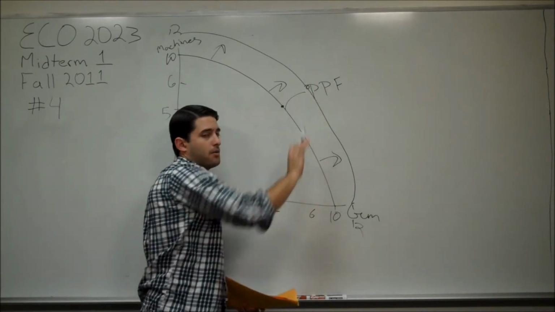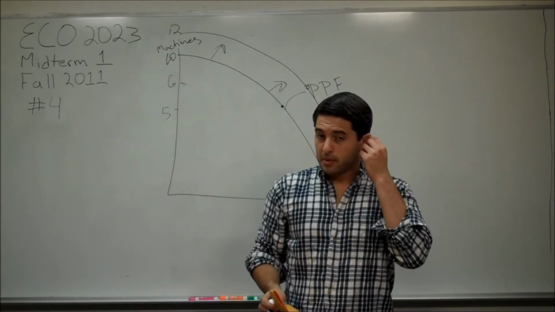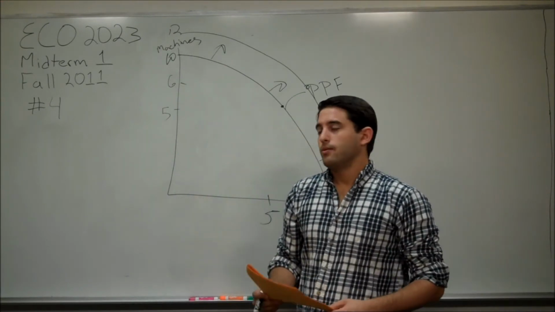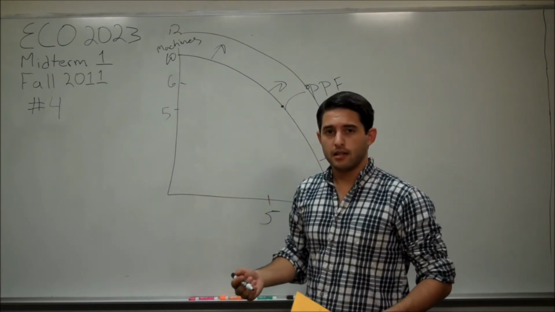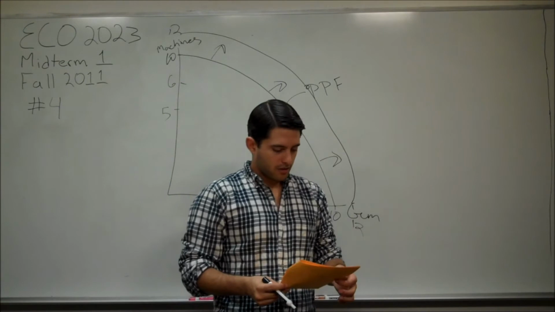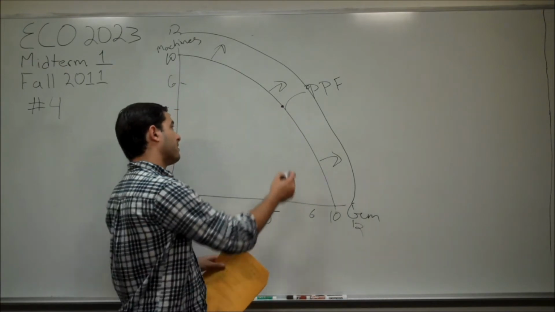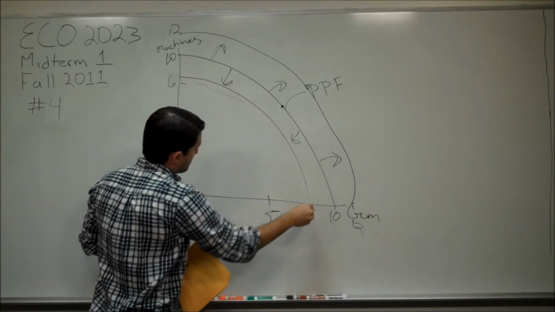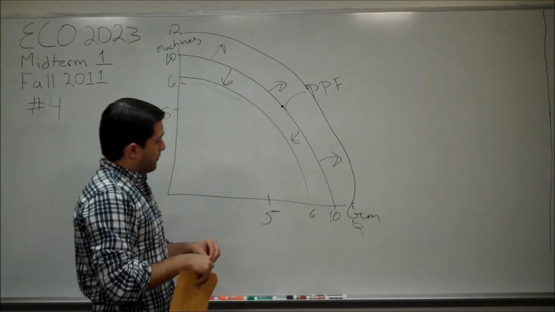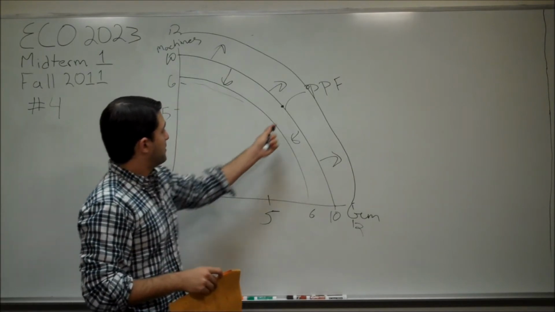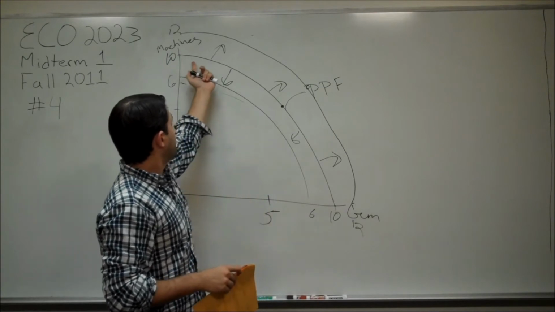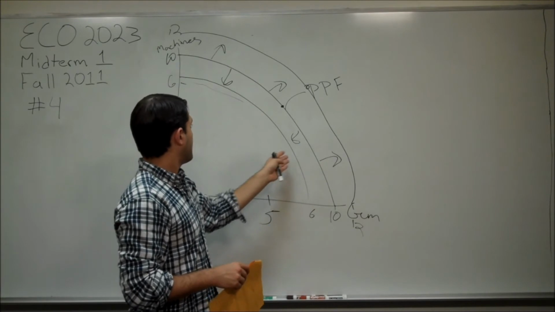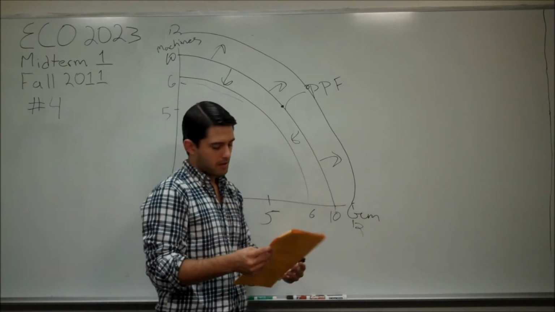So whenever the PPF shifts outward, that means that, because of increased technology or for several other reasons given during lecture, the economy has grown. Just to clarify the other answer choices, C says an inward shift of the PPF. If the PPF were to shift inward, that means your economy is shrinking. You've lost the ability to even attain these points. So you've lost efficiency, you've lost your ability to produce as many goods.